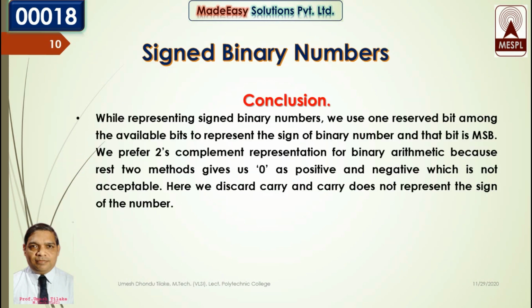So what we can conclude over here, while representing signed binary numbers, we use one reserved bit among the available bits to represent the sign of binary numbers, and that bit is MSB. In sign magnitude notation and 1's complement notation, we get minus and plus zeros, which is not acceptable. But in 2's complement representation, we do not get minus 0. That's why 2's complement notation is widely preferred. Also in this case, we do not need carry to indicate the sign of the result because we have a special reserved bit to indicate sign. We will learn the arithmetic of signed binary numbers in the next video lecture.